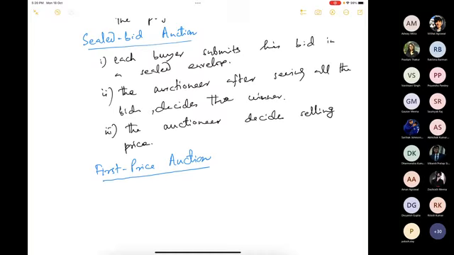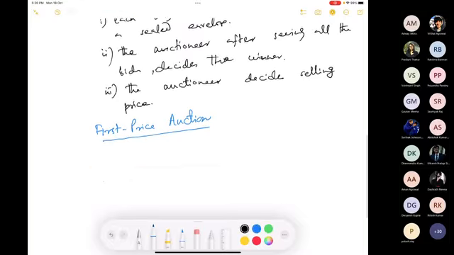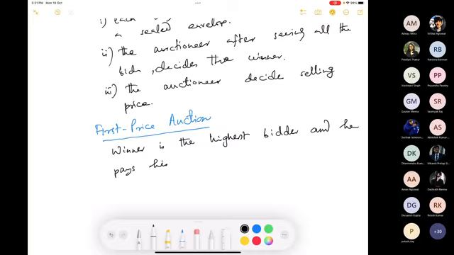Okay, so first price sealed bid auction: the winner is the highest bidder, and the winner pays his or her own bid, right? Winner is the highest bidder, and he or she pays his or her bid.